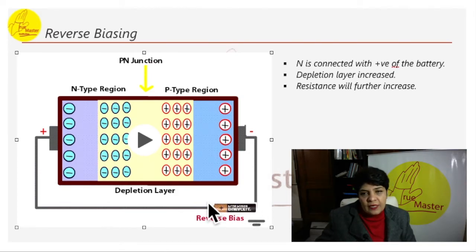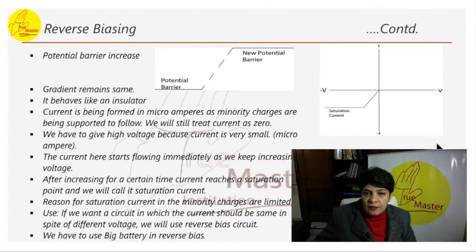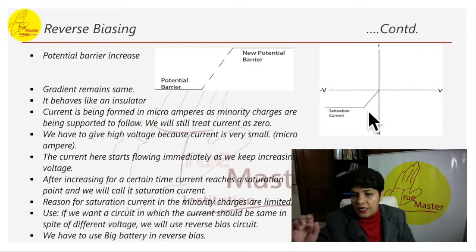There is a point that will come when all the electrons from here will finish. That is the point called the saturation point. Let's see the graph here again. After increasing for a certain time, the micro current reaches a saturation point. This point has been reached and we call this the saturation current. The reason for saturation current is that minority charges are limited. There are a limited number of tiny electrons there, very less in quantity. That's why I'm saying tiny.